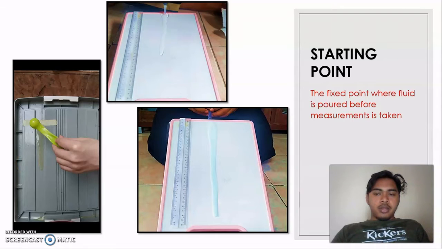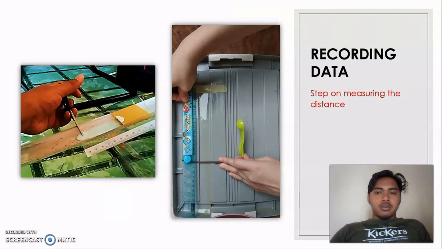For starting point, we fix a point where the fluid is poured before the measurement is taken. After that, we need to record the data. Before that, we need to measure. For time, we use stopwatch to measure the time taken for fluid to flow in 30 cm inclined plastic surface. 30 cm inclined plastic surface is the constant for variable time. For distance, we use ruler to measure the fluid flow in the inclined plastic surface in 2 seconds. 2 seconds is the constant for the variable distance. Record the data on the table and repeat the experiment for each part 4 times to get the average.